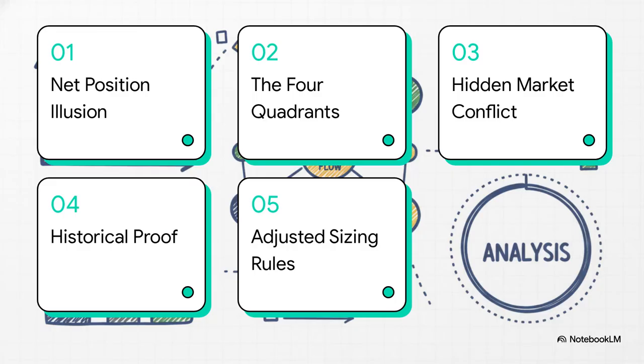Here's our roadmap for this session. First, we'll cover the net position illusion. Then, decoding the four quadrants, spotting internal market conflict, looking at some hard historical proof from 2011 and 2020. And finally, we'll wrap up with gross adjusted position sizing.